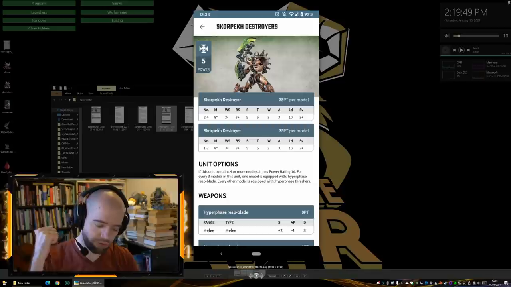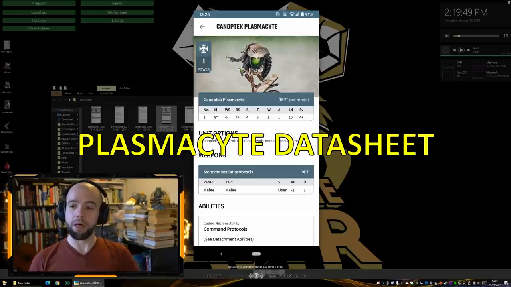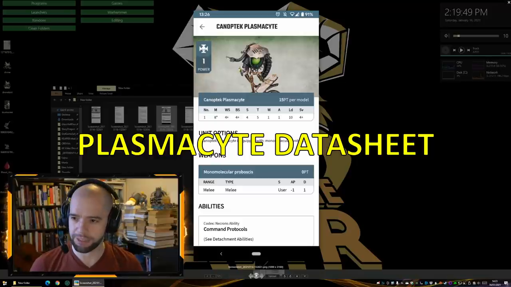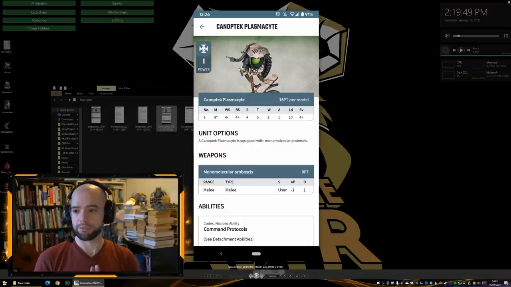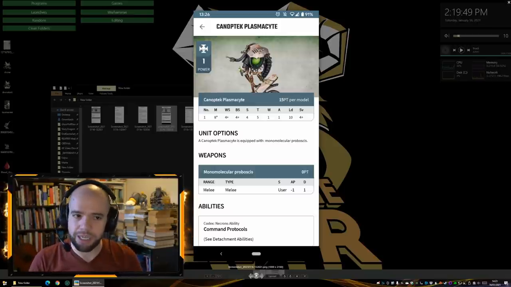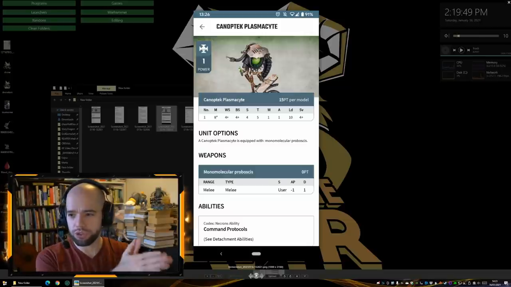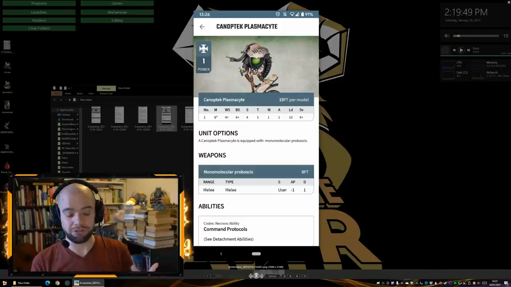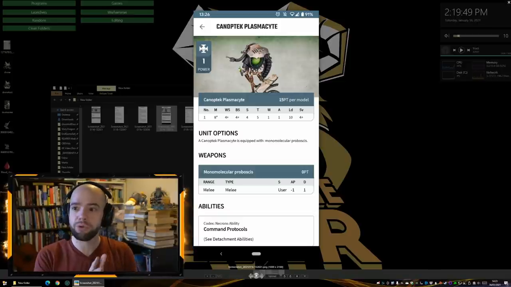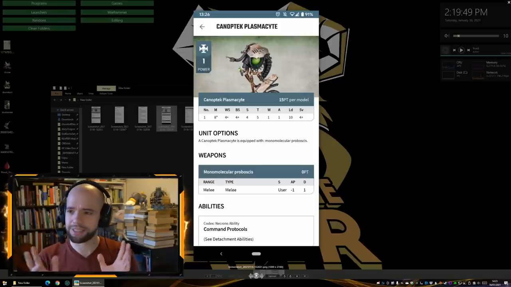They're fast. Good. Now let's talk about the Canoptic Plasmacyte. The reason I want to talk about the Canoptic Plasmacyte is because it's a very interesting design space, and I want to kind of tell you why I don't think it works. Don't get me wrong, you should include this. There's no reason not to, right? But I don't think it would ever be taken. Let's just look at the basic stats first.